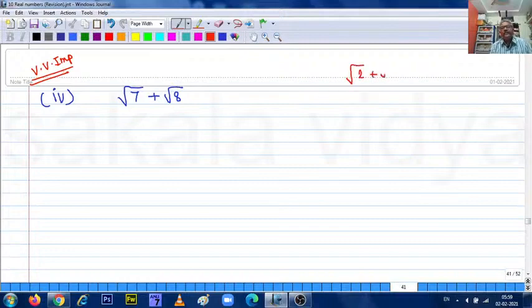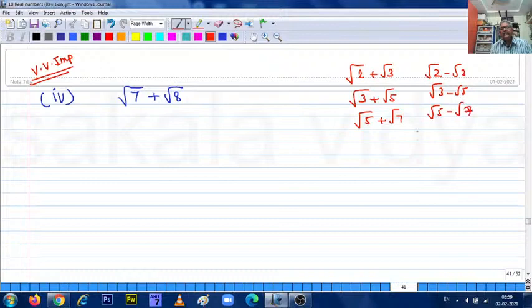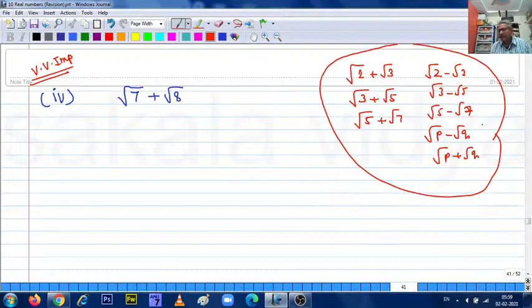Root 2 plus root 3. Root 3 plus root 5. Root 5 plus root 7. Or even root 2 minus root 3, root 3 minus root 5, or root 5 minus root 7. All these questions will come. Or root p minus root q, root p plus root q. Prove that all are irrational. This model is very important.